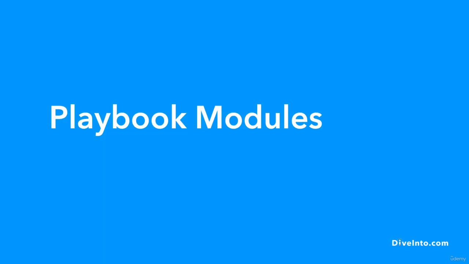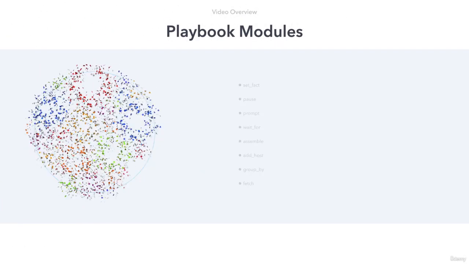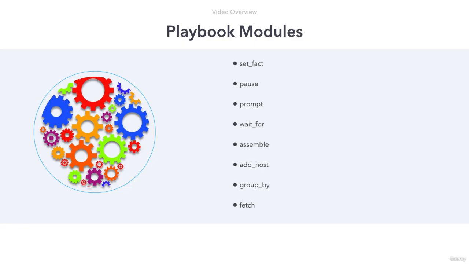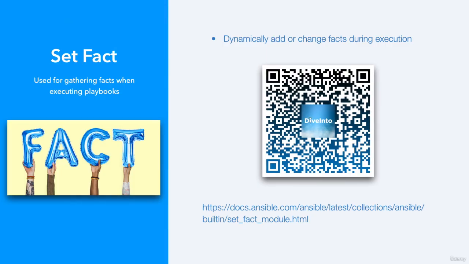Let's get started with Playbook modules. Ansible is a batteries included framework with thousands of built-in modules covering a multitude of areas and technical specialities. In this module, we're going to explore some of the modules that are available that you're most likely to use in your everyday playbook creation. The first module we're going to look at in revision 1 is set_fact. This module allows you to dynamically add or change facts during execution.